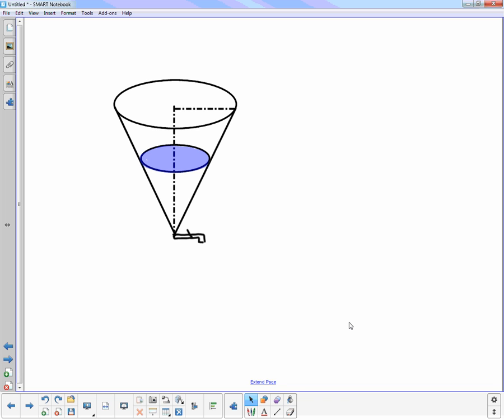So it's not pouring out. Sometimes the problem has it where it's pouring out. This time we're filling it up.